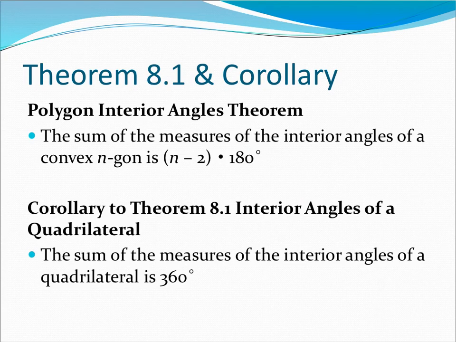Okay, so for this theorem and the corollary, it says theorem 8.1, but you can just ignore the 8.1. The number of the theorem doesn't matter. What's important is that we have the polygon interior angles theorem. So the sum of the angle measures of the interior angles of a convex n-gon is n minus 2 times 180. That's what we did on the last slide. N minus 2 times 180.